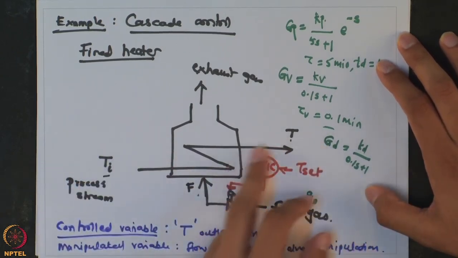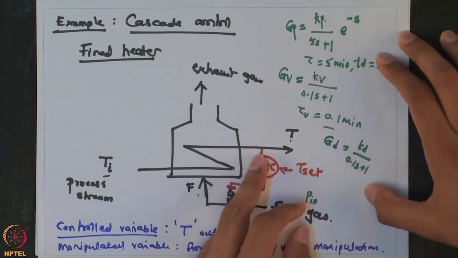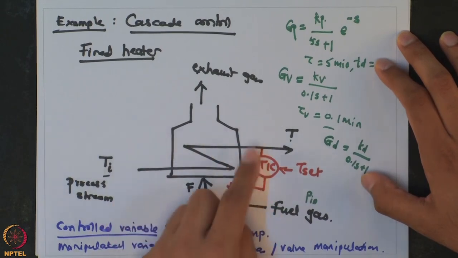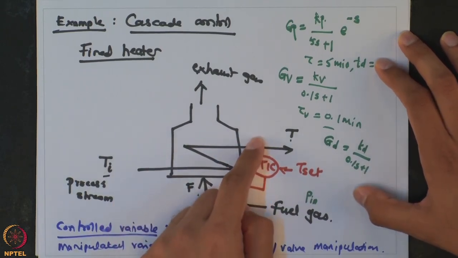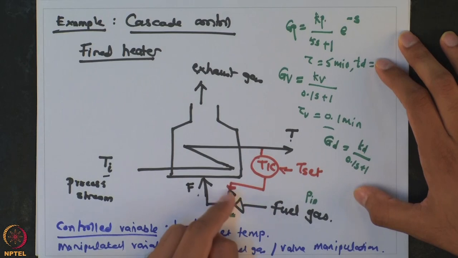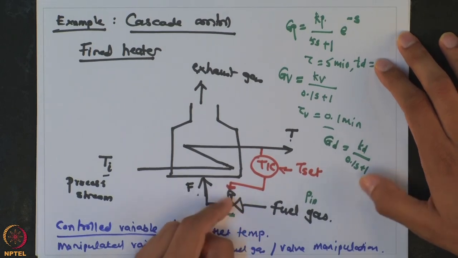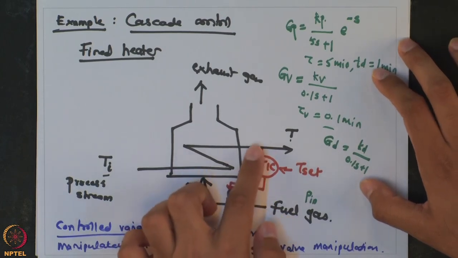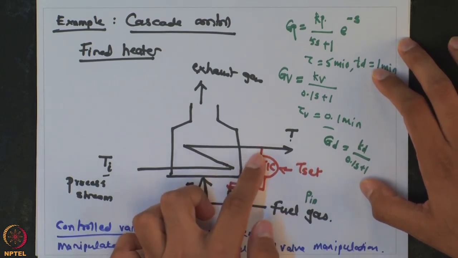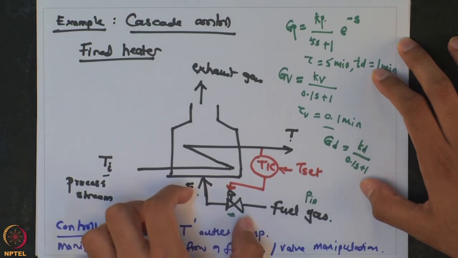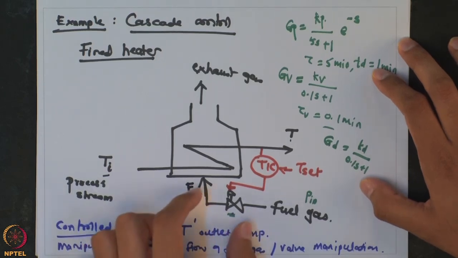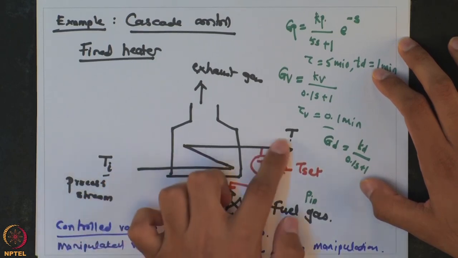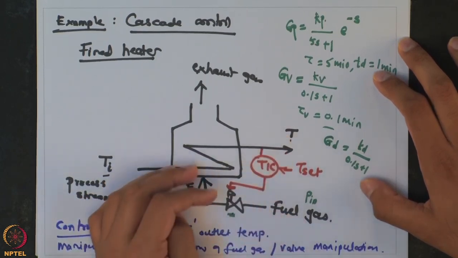So the feedback controller will not take any action up to that point. Only when this temperature starts to deviate, this controller will detect that something abnormal has happened, and it will try to cut down on the fuel flow by reducing the opening of this valve. So the controller will start taking action only after 1 minute of disturbance. So during that 1 minute, excess fuel has gone into this furnace. So the ultimate value of this temperature would be substantially higher.